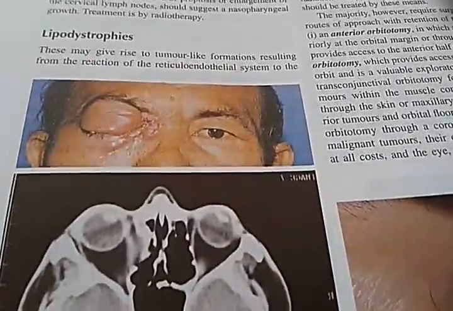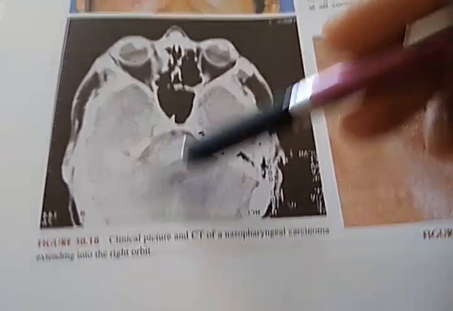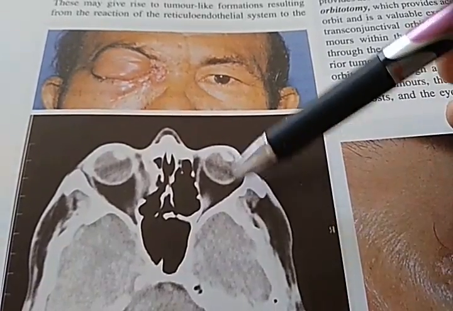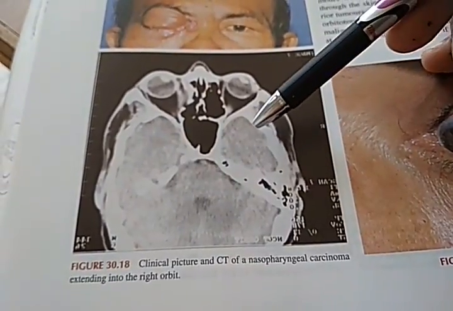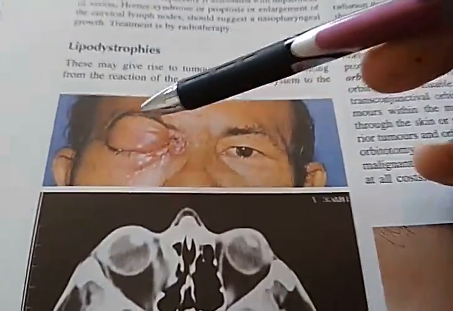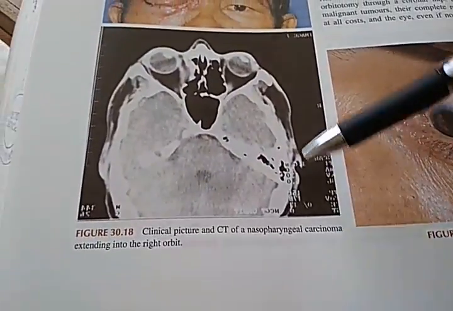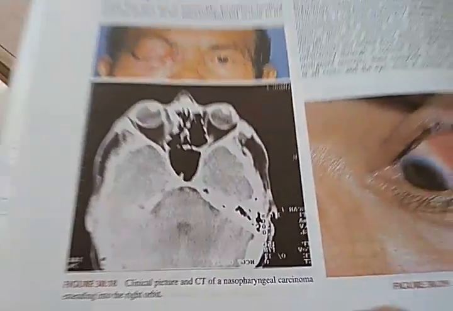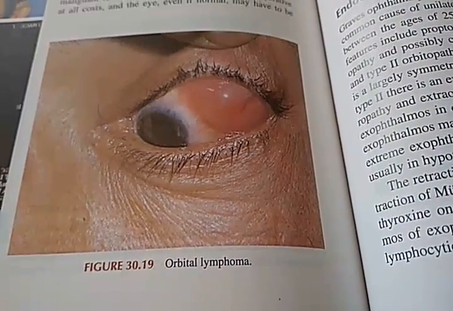Let us look at some more photos here which may help us learn some things while we are looking at the book. Nasopharyngeal carcinoma extending into the right orbit. So this is marked as right. Okay, and here our right orbit. Tell me one thing, why would they put this CT picture which is flipped? What would the reason be that they have flipped it and published this? Okay, look at this orbital lymphoma.